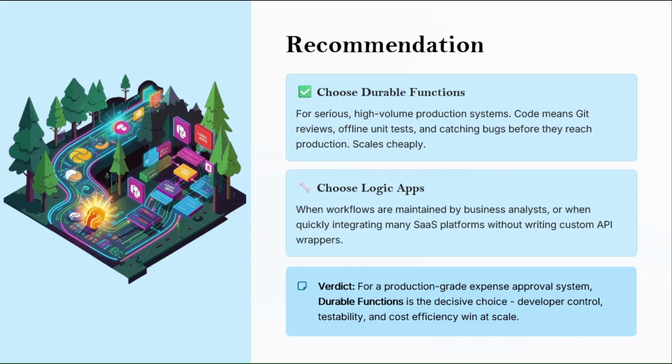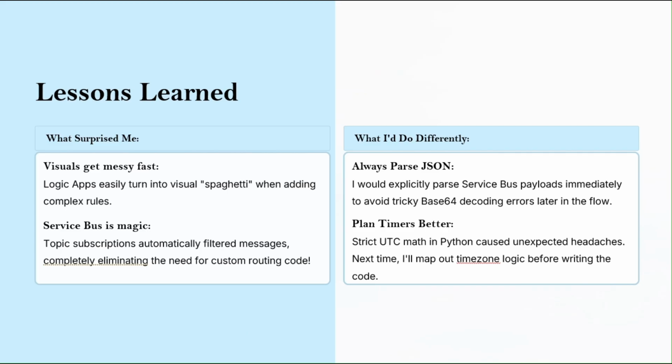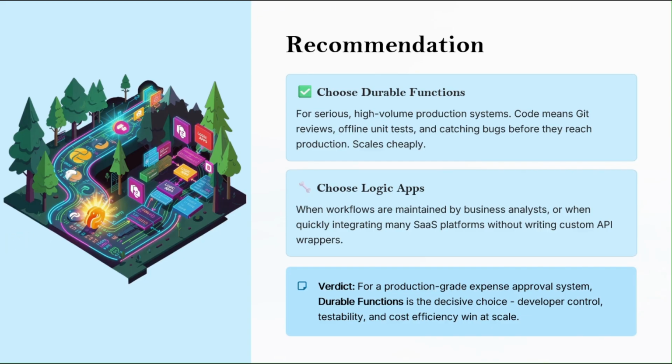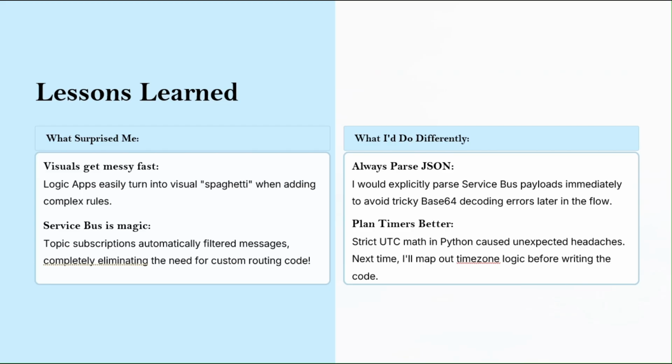Honestly, the biggest surprise for me was just how fast visual workflows turn into a web of spaghetti. It looks simple at first, but gets crazy fast. On the flip side, I was blown away by Azure Service Bus topics. The fact that the topics automatically filter messages without me writing a routing script saved a ton of time.